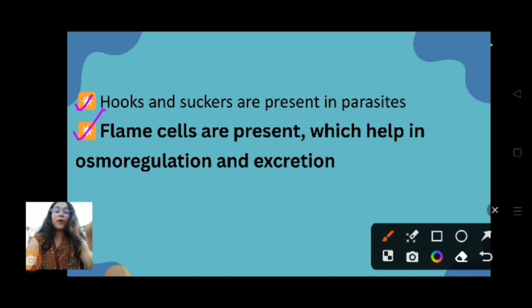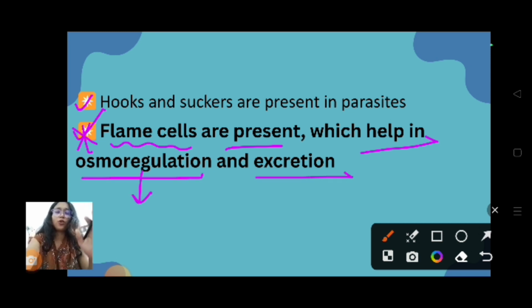Then in the next point it is saying flame cells. These are also unique characteristic features of this phylum. Flame cells are present in this case, which help in osmoregulation and excretion. What is osmoregulation? To control the osmotic pressure, to control the salt and water concentration of the body. Okay, these flame cells are used for osmoregulation and excretion.